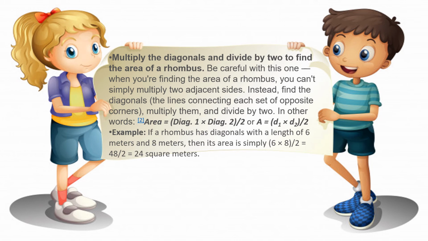In other words, the area is equal to diagonal 1 times diagonal 2 divided by 2, or A is equal to D1 times D2 divided by 2. Example, if a rhombus has diagonals with a length of 6 meters and 8 meters, then its area is simply 6 times 8 divided by 2 is equal to 48 divided by 2 is equal to 24 square meters.